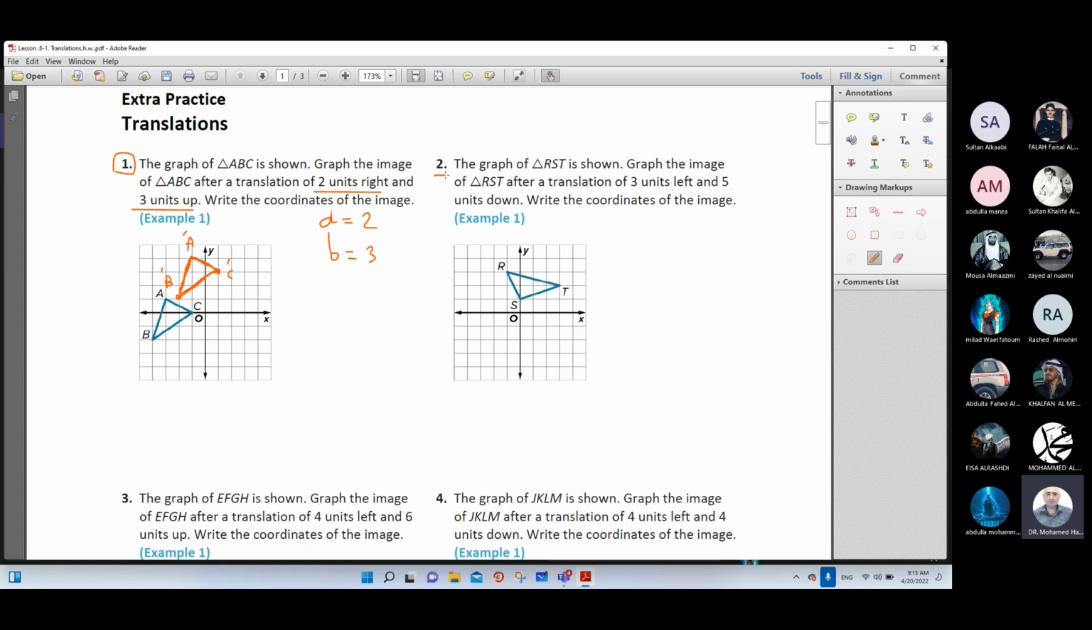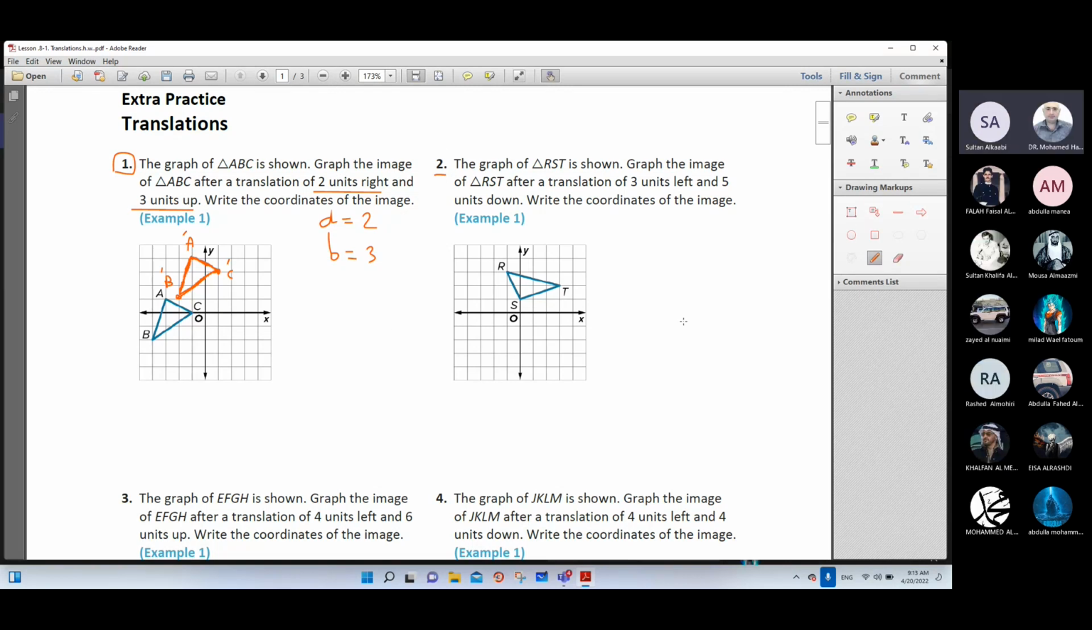Sultan, can you read exercise number 2, please? The graph of RST is shown. Graph the image of RST after a translation of 3 units left and 5 units down. Write the coordinates of the image. Okay, thank you, Sultan. 3 units left and 5 units down. So A equals minus 3 because left, and B equals minus 5, because 5 units down means minus 5.